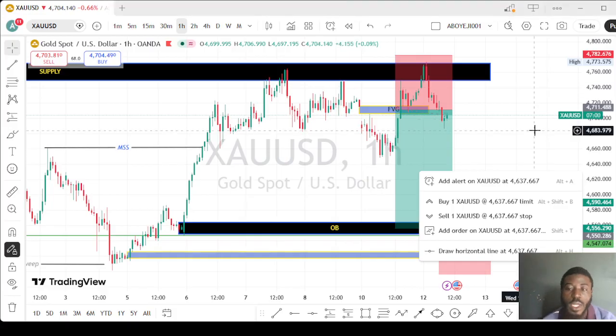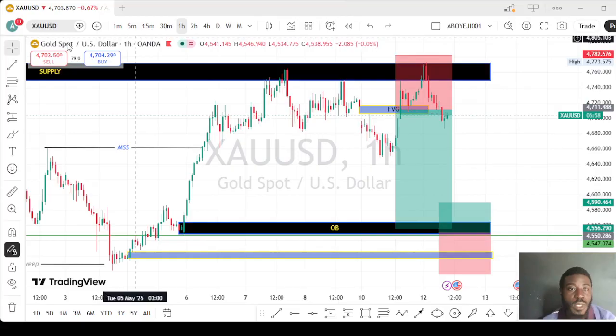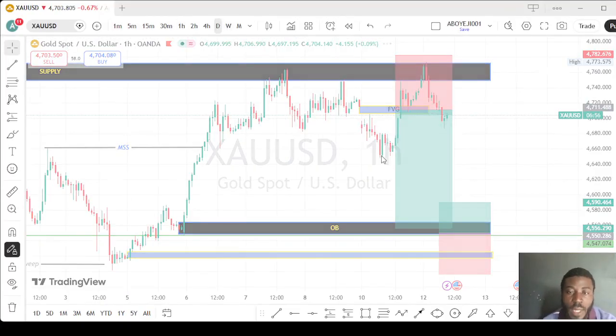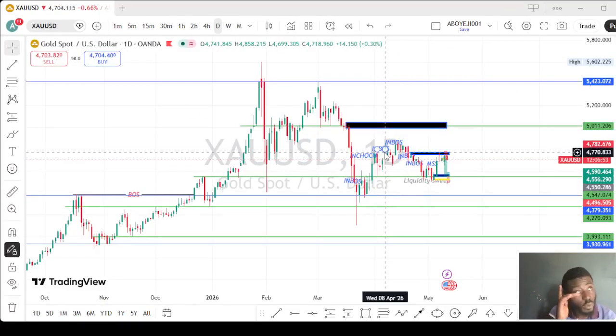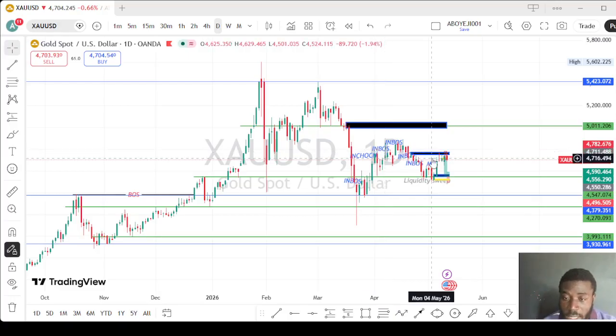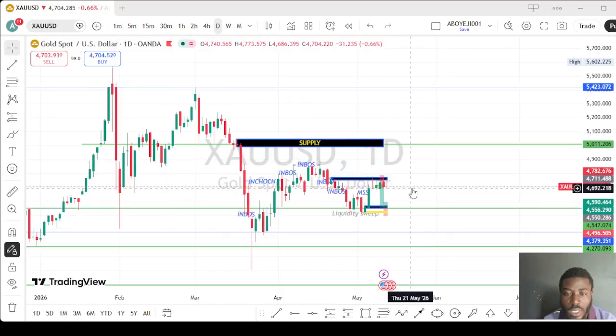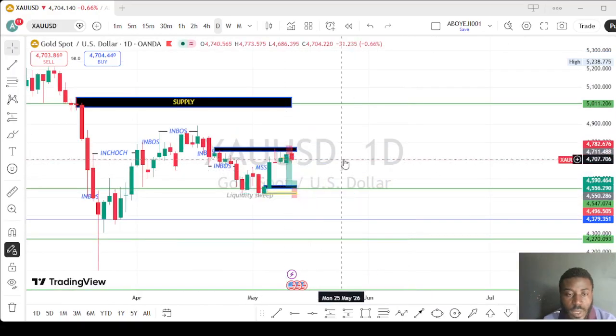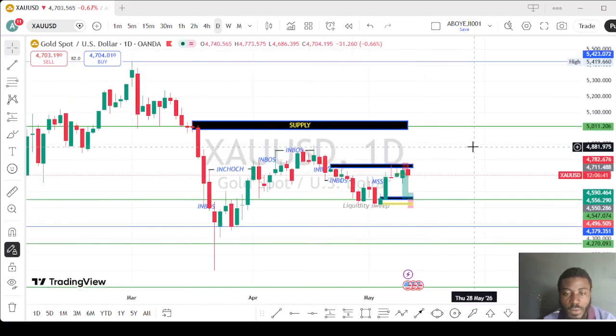So this is what we already know we started from. This is gold, and we started from the daily time frame as usual. Monday is for weekly and daily analysis. The remaining days we start from the daily time frame, while on Monday we started from monthly and weekly to see the general overview of the market.